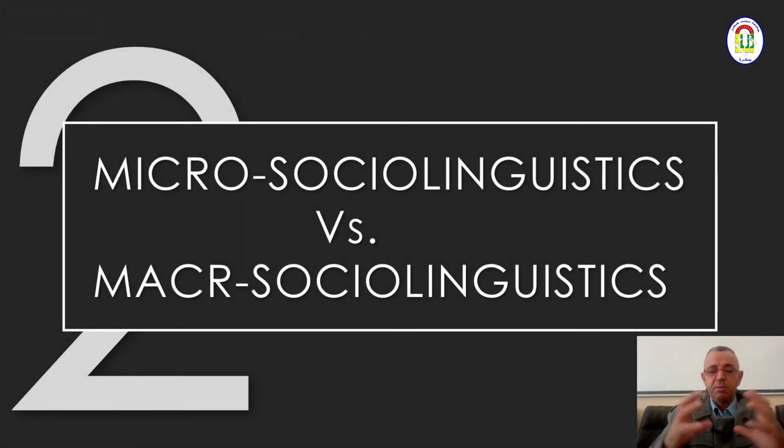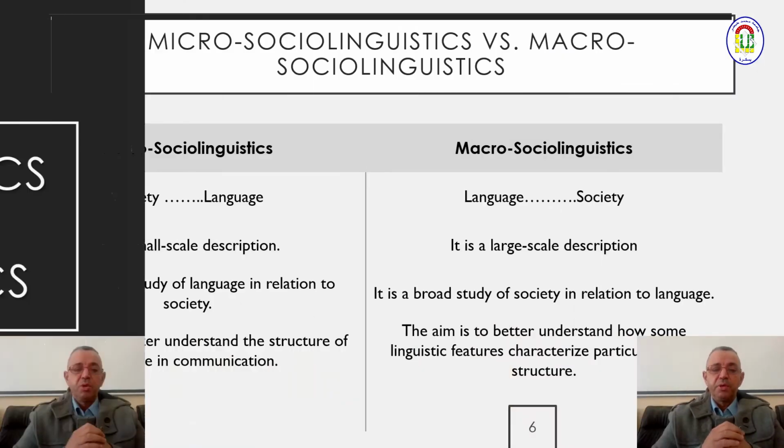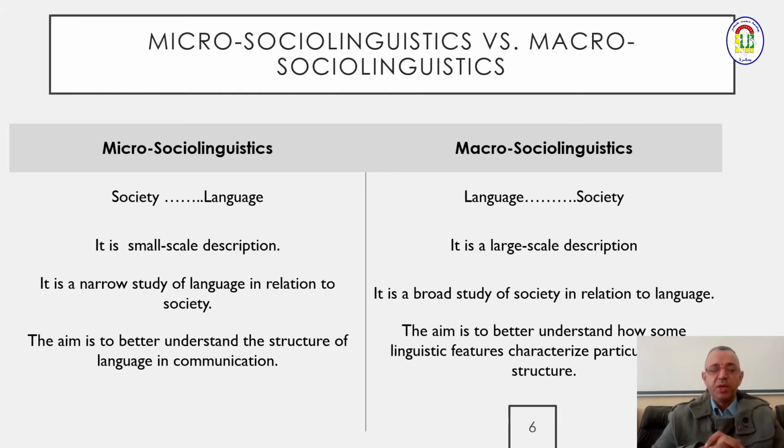Of course, in the jargon of linguistics, the internal description of language refers to micro-sociolinguistics. However, the external description of language refers to macro-sociolinguistics. Now we can have a look at major differences between micro-sociolinguistics and macro-sociolinguistics. Micro-sociolinguistics is concerned with the study of society and language. However, macro-sociolinguistics is the study of language and society.